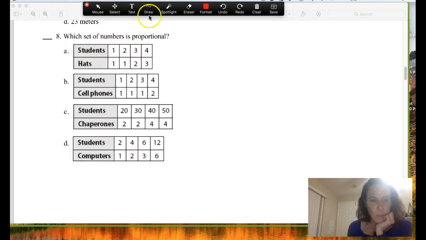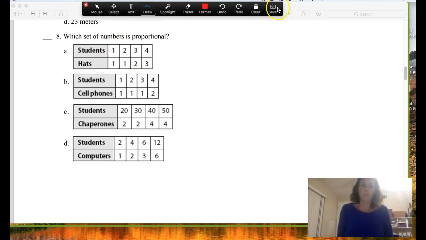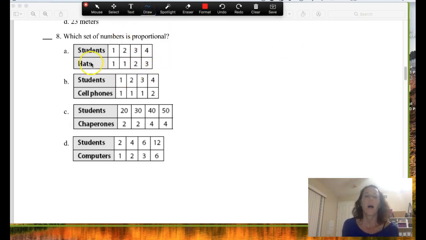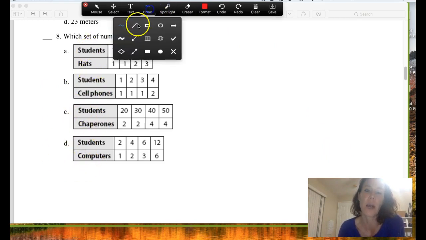Okay, you're checking this set of numbers that are proportional here. You're looking at all these proportions. And all right, which set of numbers? Okay, number 8, which set of numbers is proportional? If I'm looking for proportional numbers, I might go hats to student instead of students per hat, because one student might have multiple hats, but 2 students aren't going to share 1 hat, right? You can't put your head in the same hat. That seems silly. But same with cell phones per student, chaperones per student, computers per student, even though this one's on top. Just think of it that way.